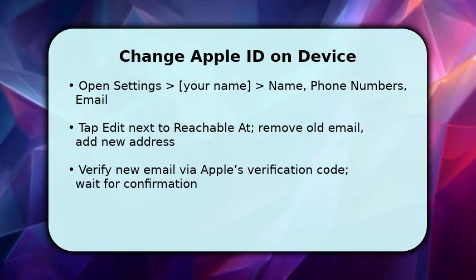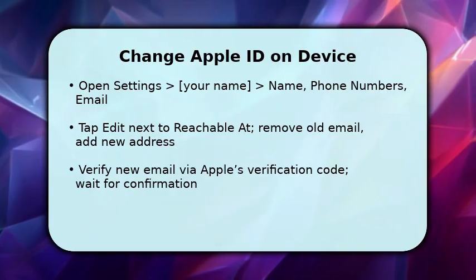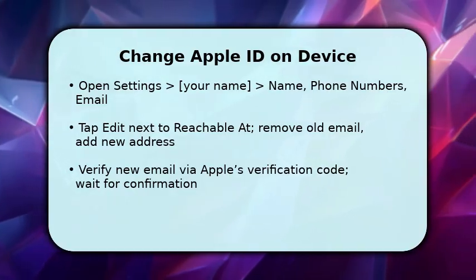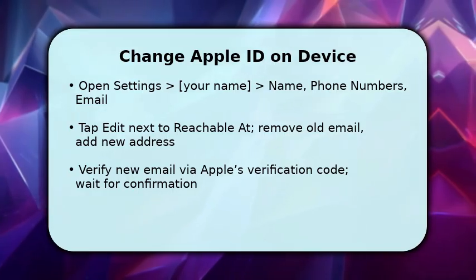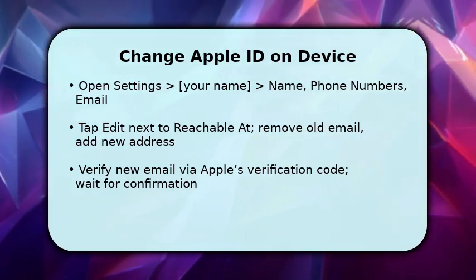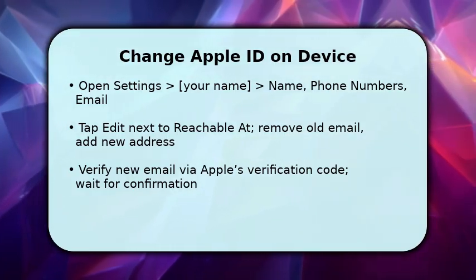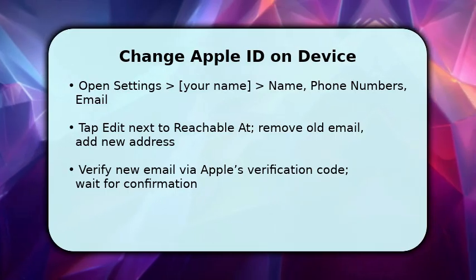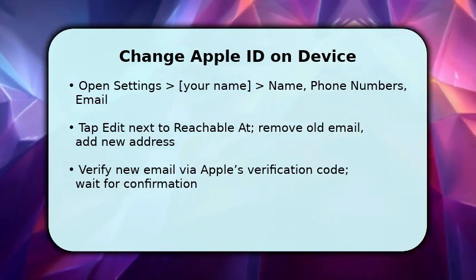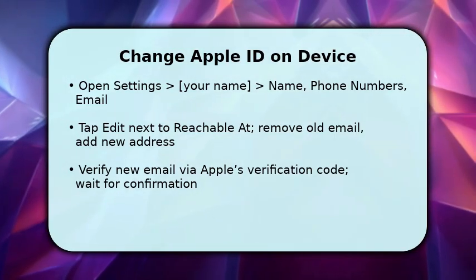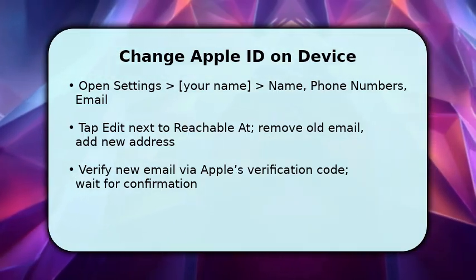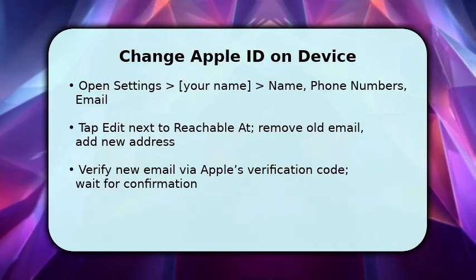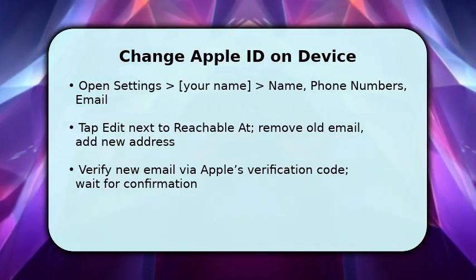You're now changing the Apple ID itself on the device. Go to Settings, tap your name, then name, phone numbers, email. Tap Edit next to Reachable at and remove the old email address tied to your Apple ID, then add the new email you want to use. Apple will send a verification code to that new address. Enter it when prompted. Once verified, the system updates your contact info and begins using the new address as your Apple ID for services across devices.